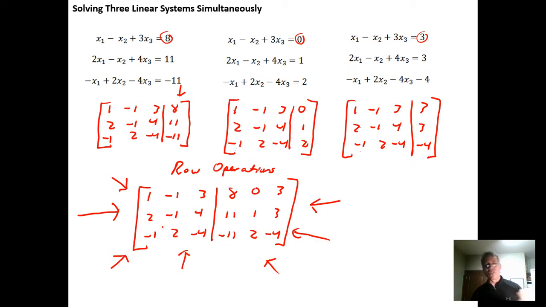The row operations are going to be the same. You would just be doing the same thing over and over again. Just do one large augmented matrix.